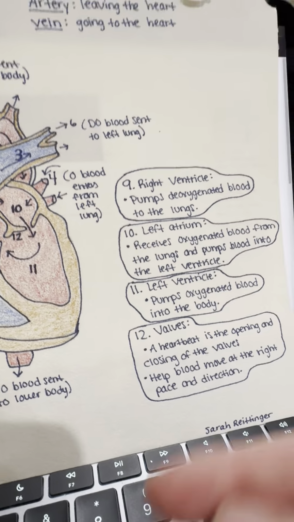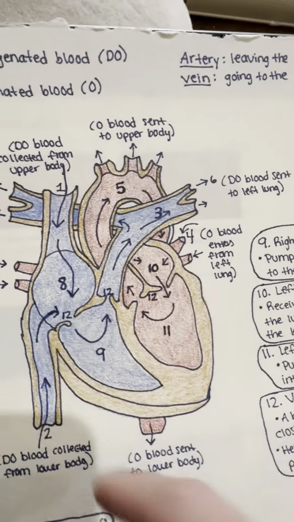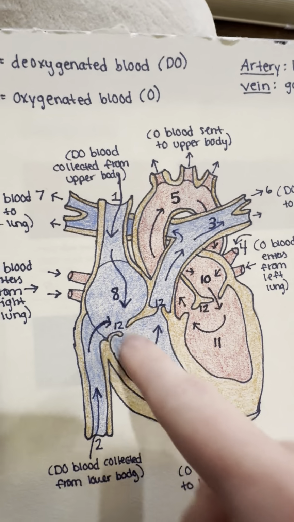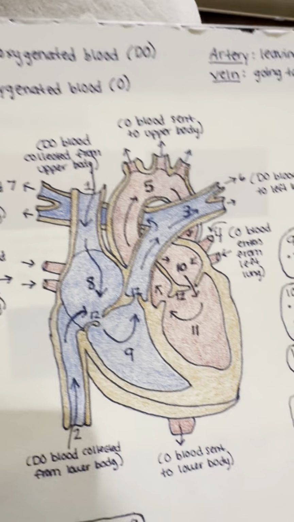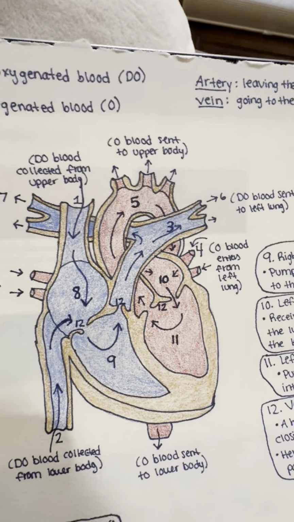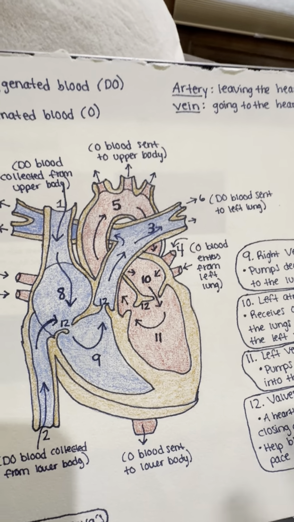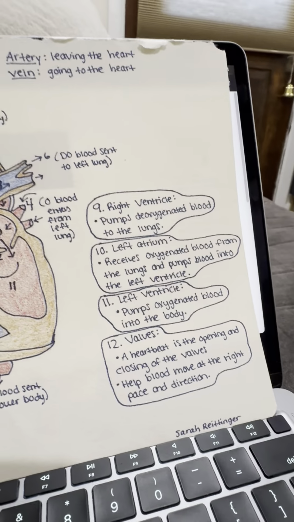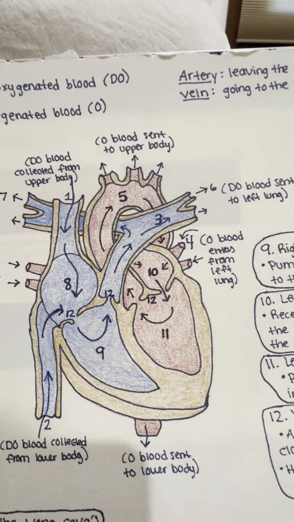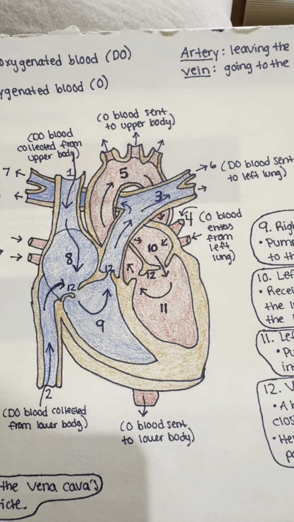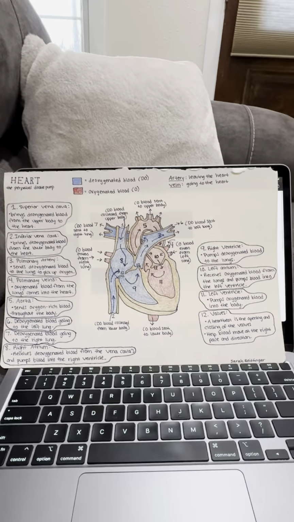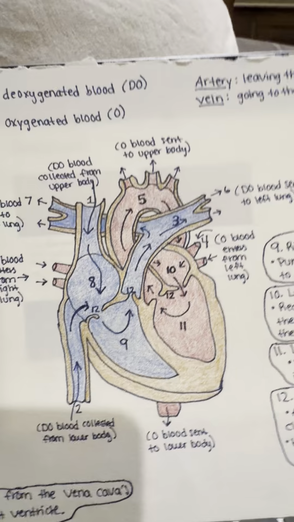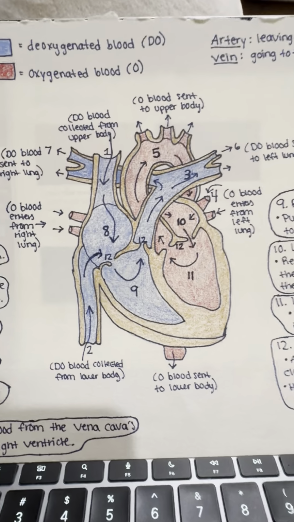And then the valves, so the heartbeat is the opening and closing of these valves, which are pushing the blood through, and it has that pressure that is keeping the blood going. And it also helps blood move at the right pace and direction. So that is my heart model and my detailed description of the structures and functions of our heart.